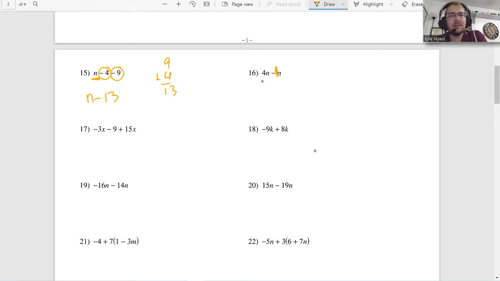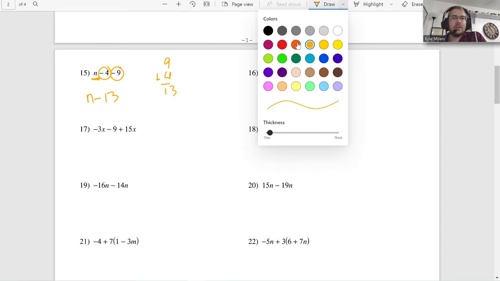I see that a lot. It's a common mistake. 4n minus n is 4n minus 1n. So 4 minus 1 is, I almost said 4 minus 1 is 1. 4 minus 1 is 3n. And there we go. Okay. On to the next one.